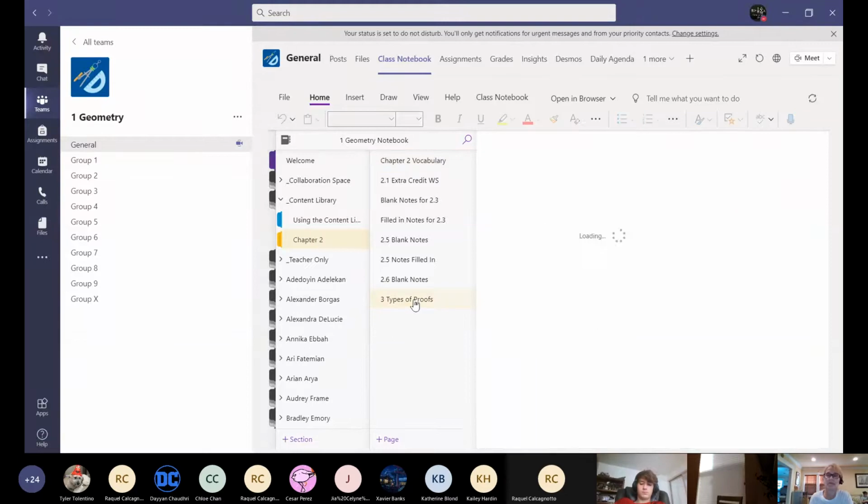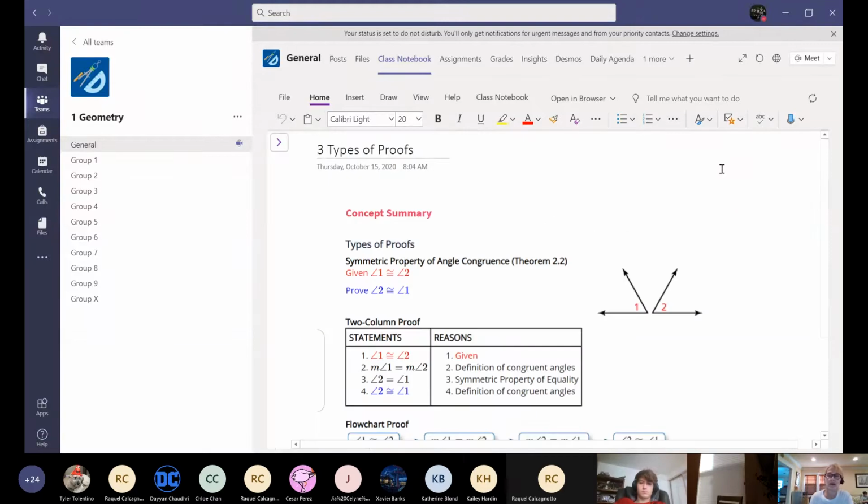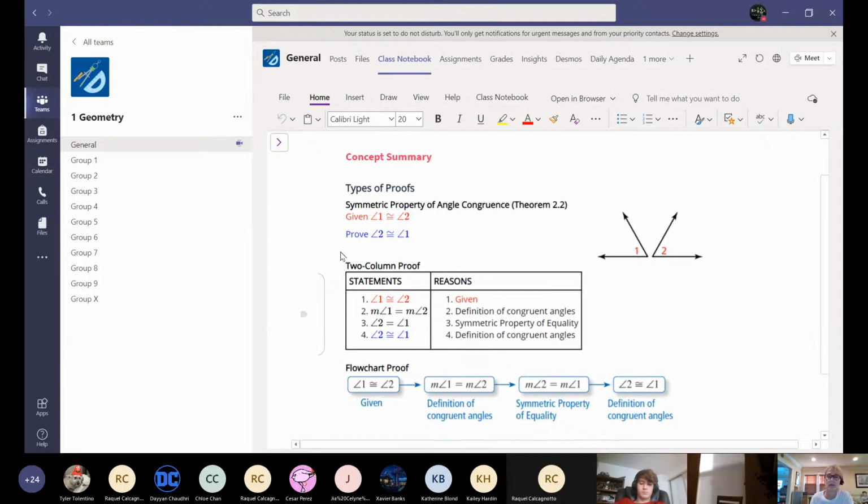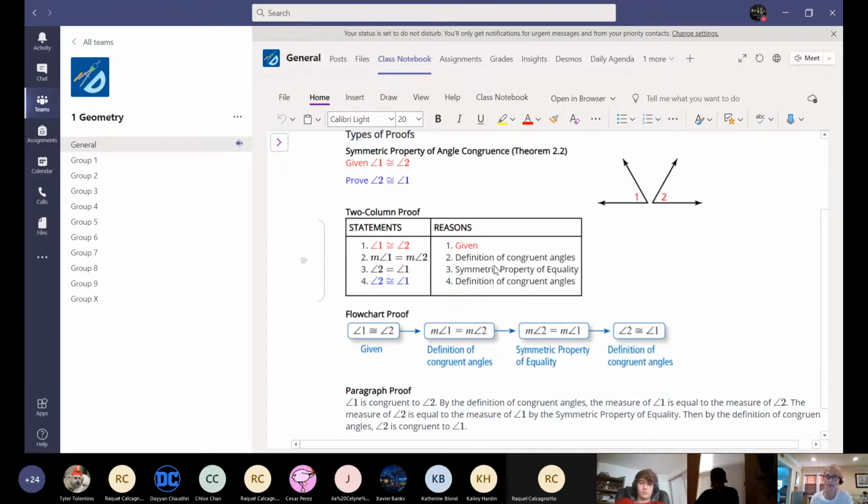So here's the three types of proofs. I'm going to click open here. And what we've been doing, this is page 110, by the way, is called two-column proofs. Statements and reasons, left and right. We're going to continue to do this for the bulk of our work.